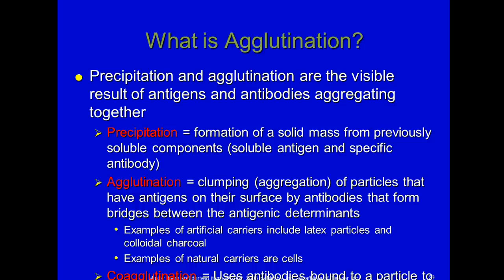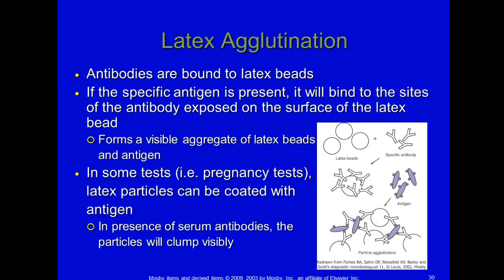Coagglutination is just another way of saying that it uses antibodies bound to a particle. So that would be the charcoal or the latex. All right, so with latex agglutination, we have latex beads, as you can see over here. These are just round latex beads. Somehow the manufacturer is magically able to get a specific antibody, let's say antibodies to Staph aureus, to stick to these beads. As you can see down here, the antibodies are now stuck to the beads.